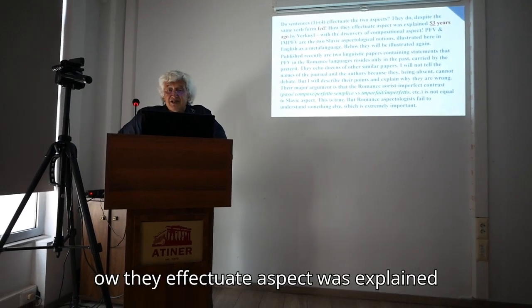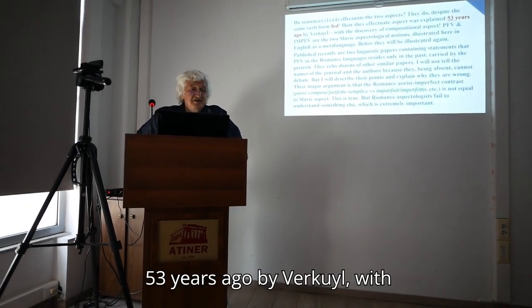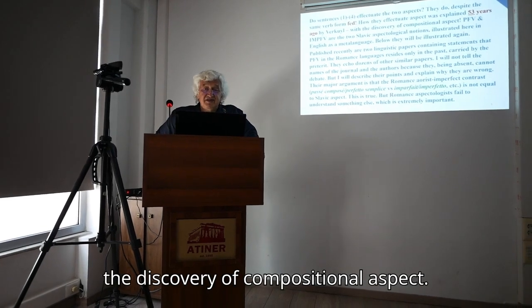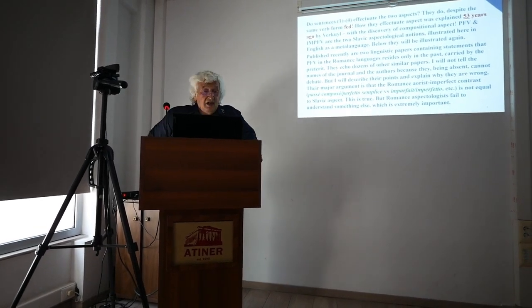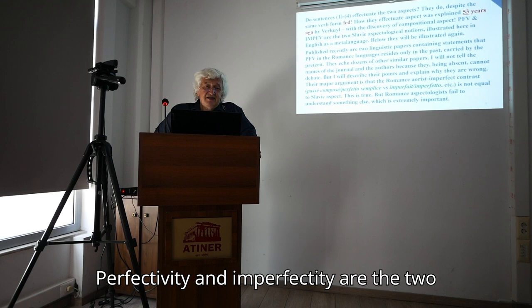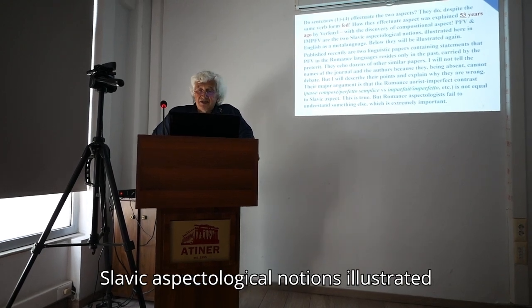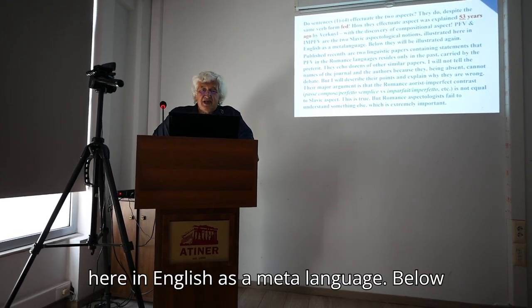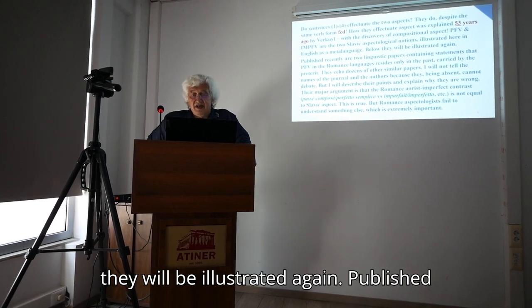How they effectuate aspect was explained 53 years ago by Verkuyl with the discovery of compositional aspect. Perfectivity and imperfectivity are the two Slavic aspectological notions illustrated here in English as a meta-language. Below they will be illustrated again.